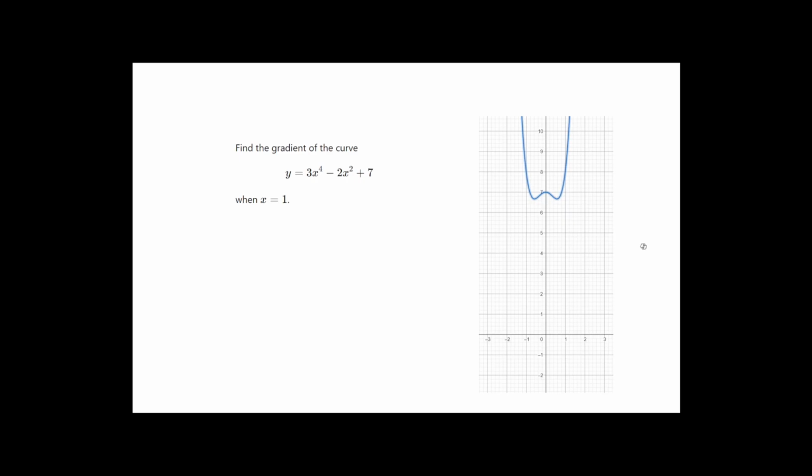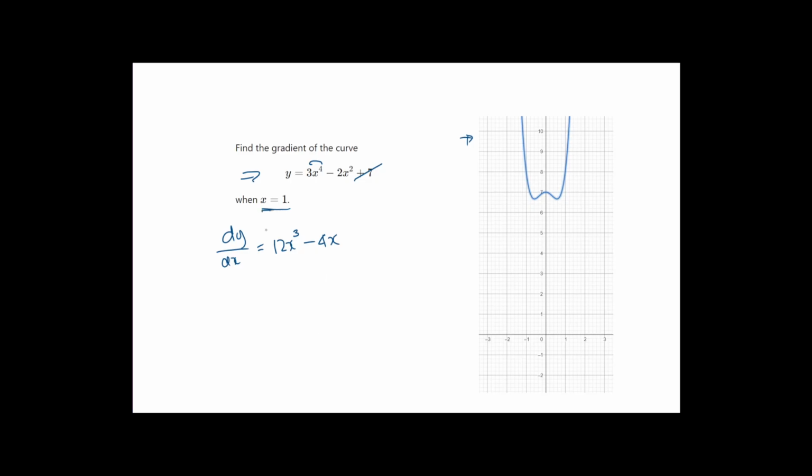Same thing with another curve. So the gradient of the curve when x equals 1. So here is the graph of this curve here. What do we have to do to find the gradient? We'll have to differentiate it. So dy/dx of this thing here, the 4 is going to come out the front, so 4 times 3 is 12x, and 4 minus 1 is 3. 2 times negative 2 is negative 4x to the power of 1, and the 7 disappears.